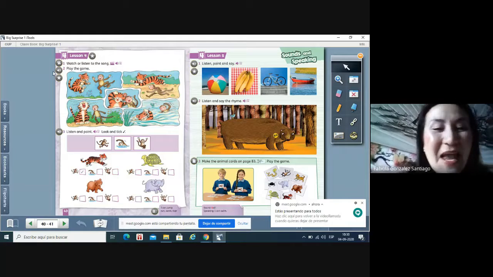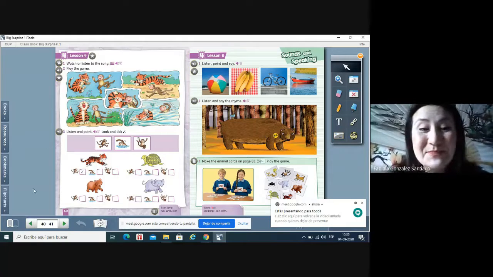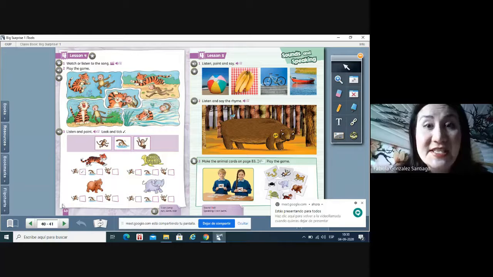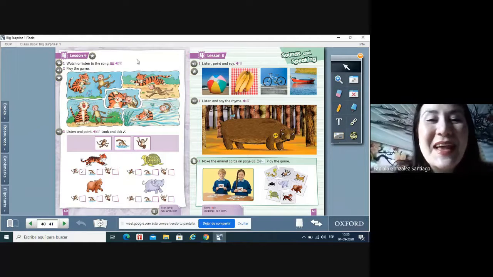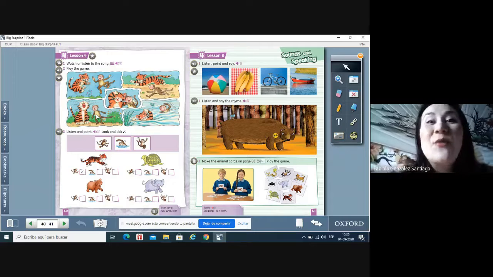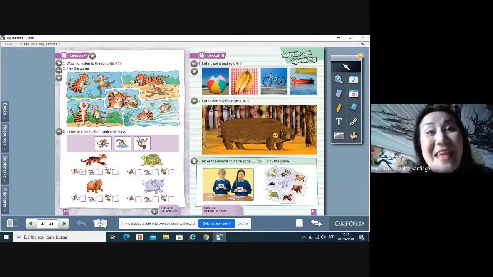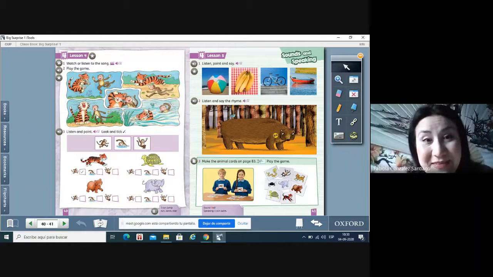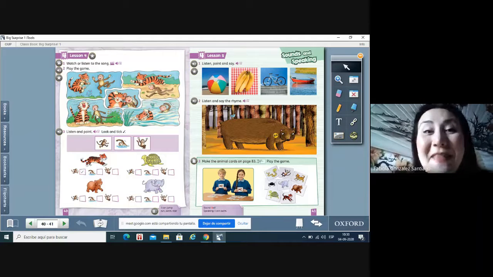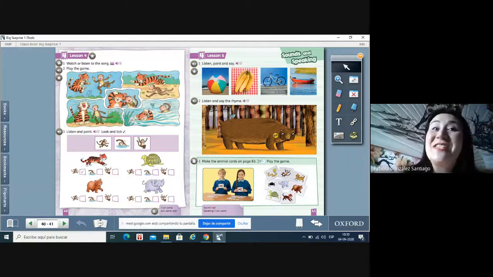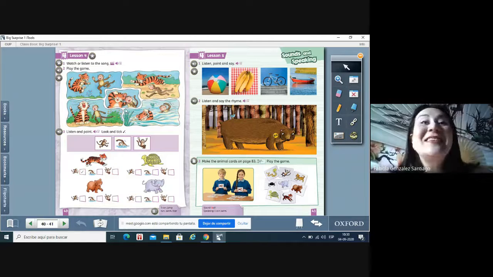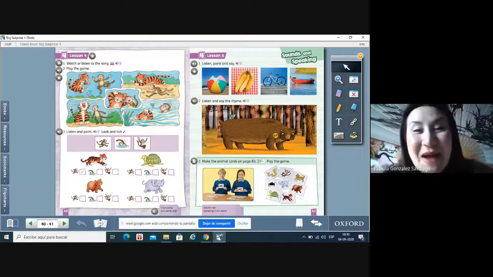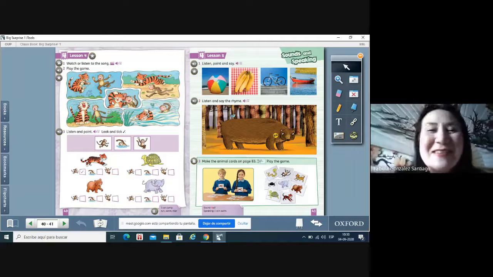Lesson 4, page 40. Okay? Lesson 4. So, do you remember the animals? Yes? Remember the king of the jungle? The king of the jungle? Yes. Right. So, very good.